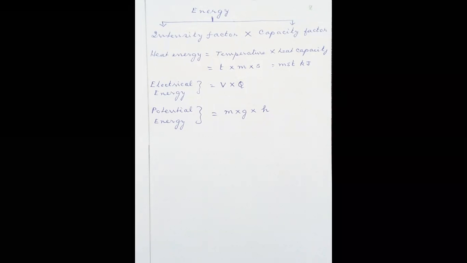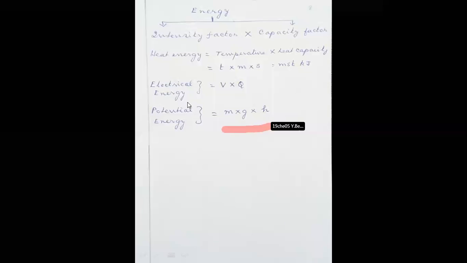So any energy is discussed in two different factors, namely intensity factor and capacity factor. Suppose heat energy: intensity factor is temperature, capacity factor is heat capacity. When you multiply the intensity factor and heat capacity, you get the total heat energy. Temperature is T; mass, specific heat capacity, and change in temperature give the heat energy, expressed in kilojoule.